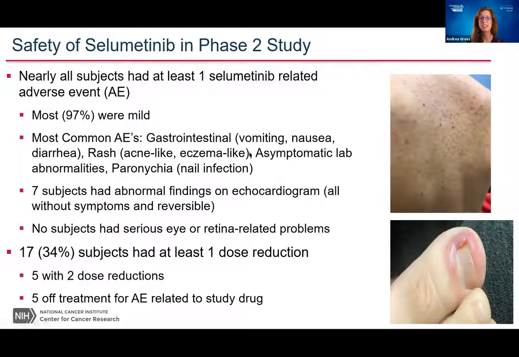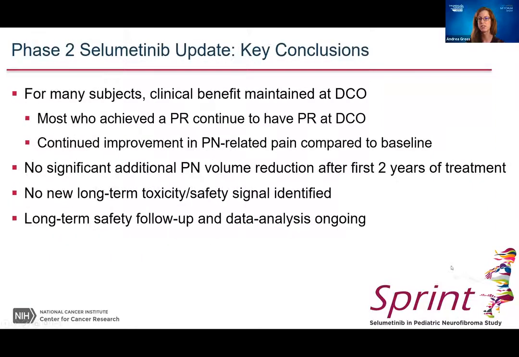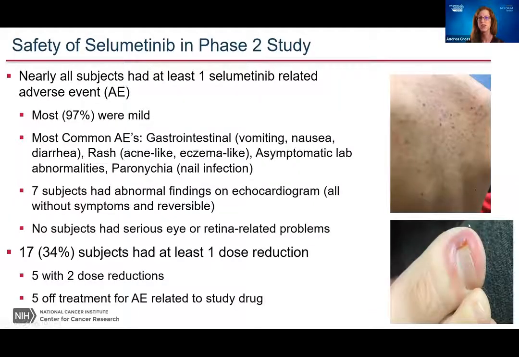A lot of patients had asymptomatic lab abnormalities or a nail infection, which is what I'm showing here. This is called paronychia, this nail infection around the toenail. This rash you can see on the patient's back is very common. It's an acne type rash that we often see in our patients on the MEK inhibitor.